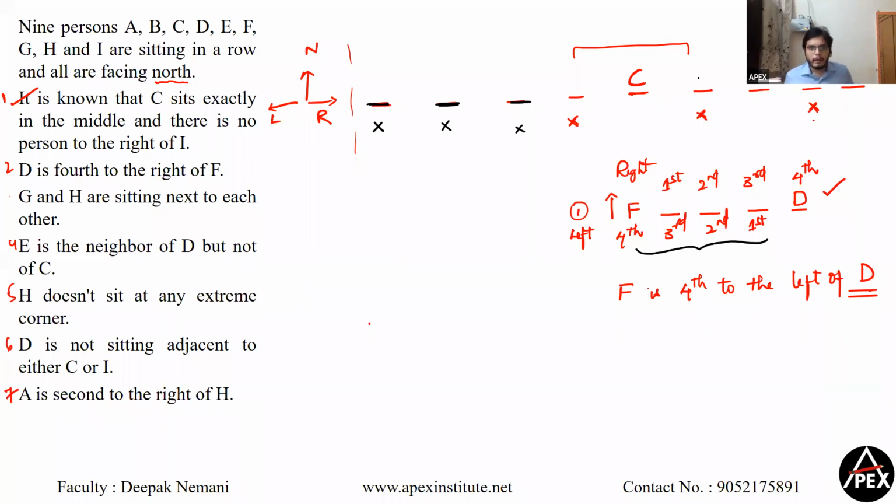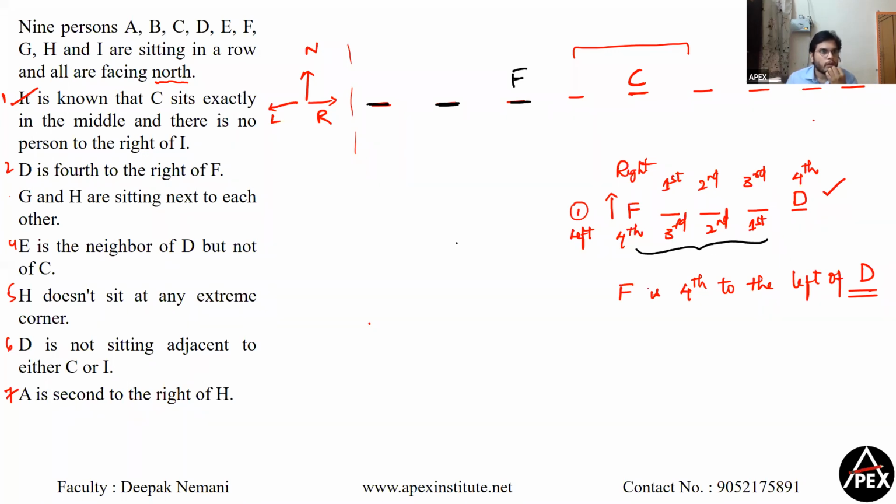Clear, guys? Any doubts? Quick responses, please. If you do not have any doubts, please type N in the chat box. No doubts. Okay. Now we have the positions of C, D, and I. Now let's check for the statements where there is a mention of D and I. If D is here, we can determine F's place, isn't it? F is fourth to the left of D. So first, second, third, fourth. F is here. Now we have the position of F also.